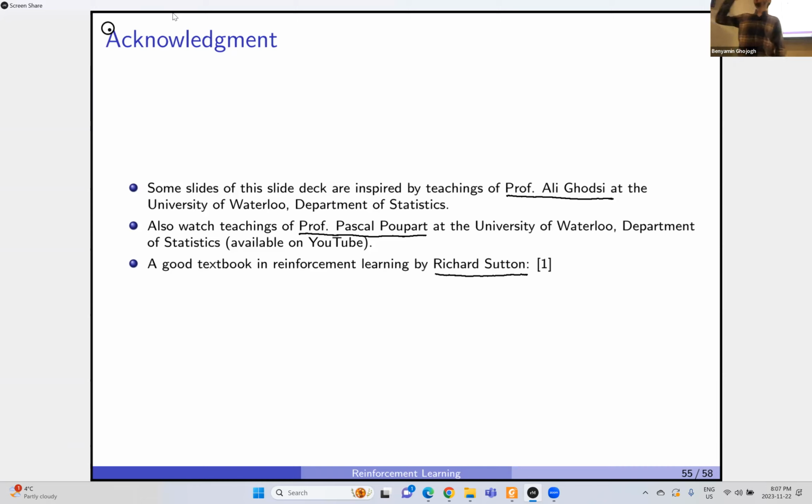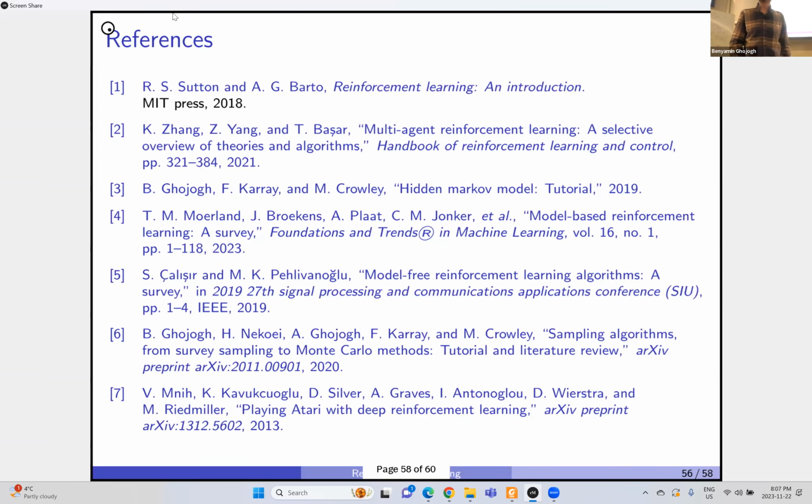A big guy at the University of Alberta is Richard Sutton. That's why the University of Alberta is focusing a lot on reinforcement learning. So, as I said, these are the references. The most famous book in reinforcement learning is by Richard Sutton, MIT Press, Reinforcement Learning: An Introduction.